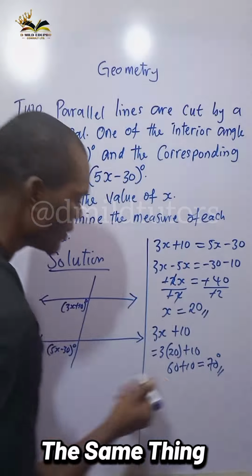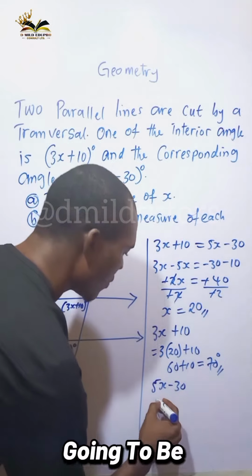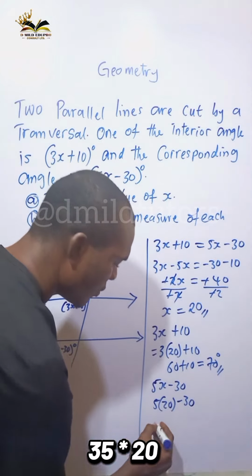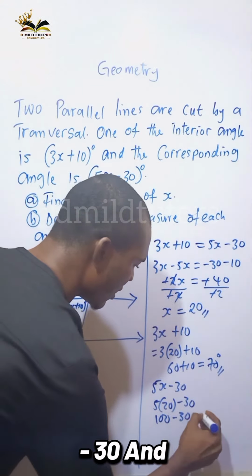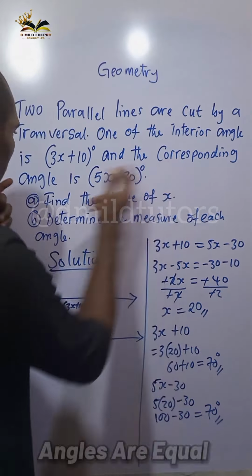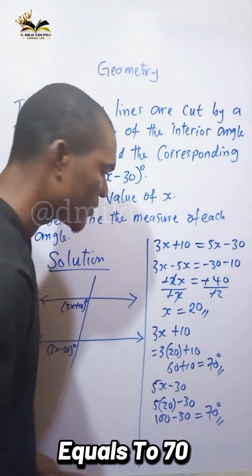We'll do the same thing for this. We have 5x minus 30, and this is going to be equal to 5 times 20 minus 30. 5 times 20 is 100, minus 30, and that gives you 70 degrees. You see, the idea that corresponding angles are equal, this obviously I've shown it: 70 equals 70.